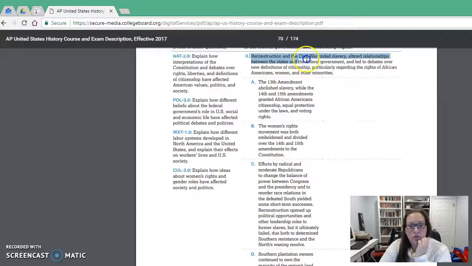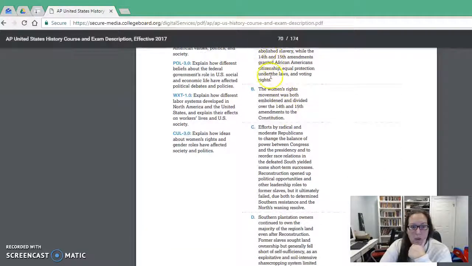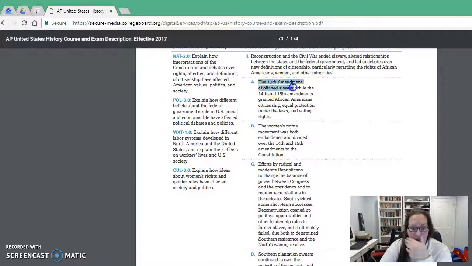So number 2, Reconstruction. The Civil War ended slavery, altered relationships between the states and federal governments, and led to debates over new definitions of citizenship, particularly regarding the rights of African Americans, women, and other minorities. Okay, so the 13th Amendment abolished slavery, while the 14th and 15th Amendments granted African Americans citizenship.